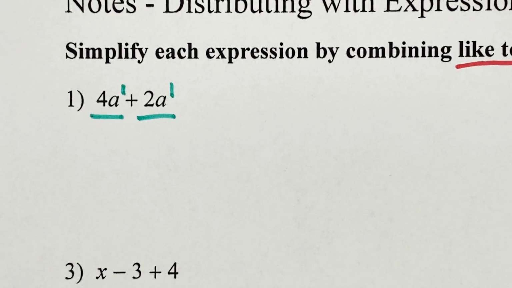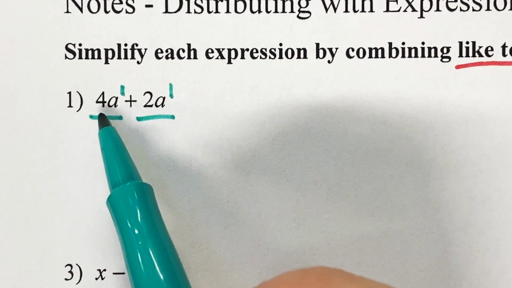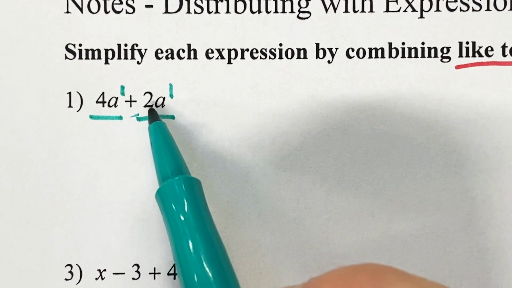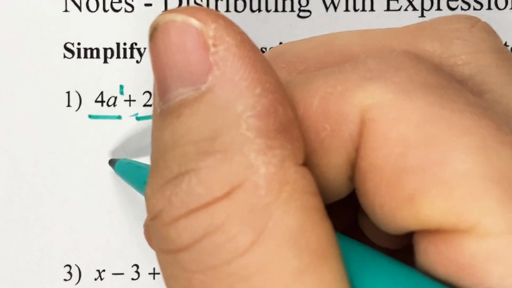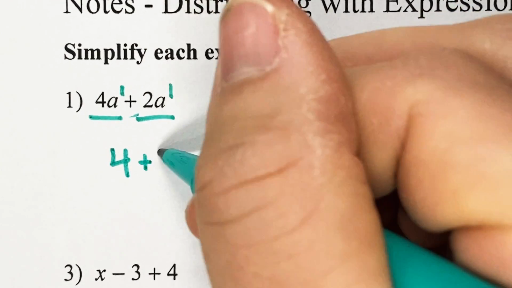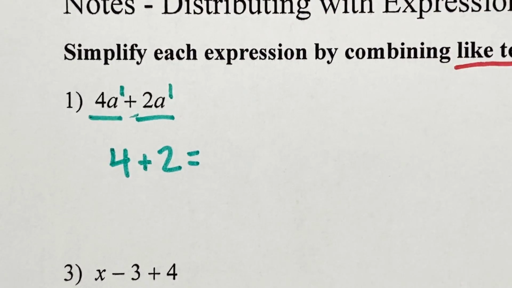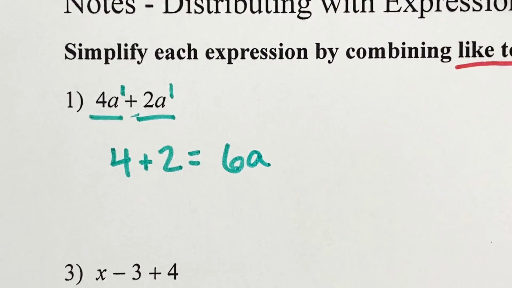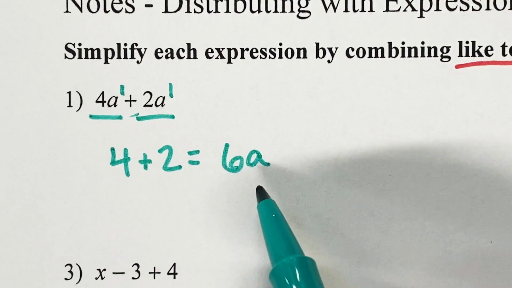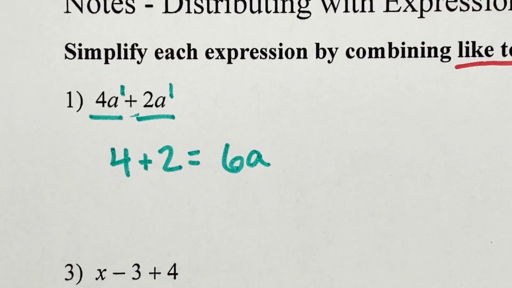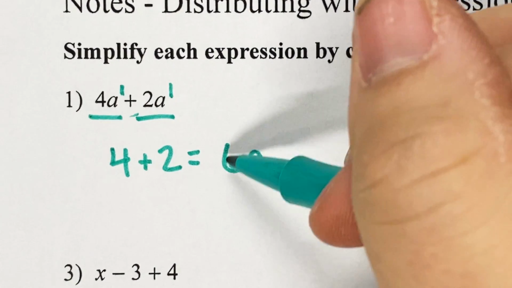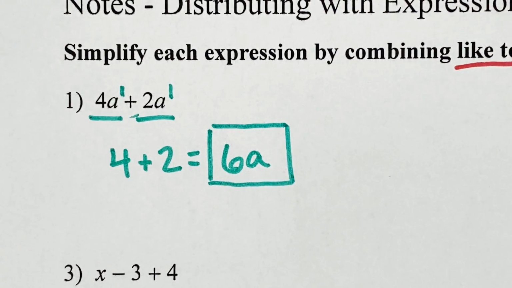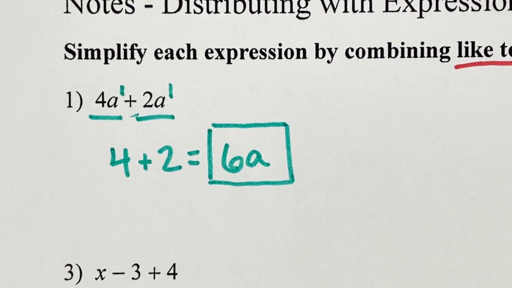Yes, it does. So this is like saying I have 4 a to the power of 1s, and I'm adding 2 more a to the power of 1s. So what is 4 plus 2? That's going to give me 6. And then all you got to do is add your variable. A to the power of 1 is just a, right? We don't have to write that 1 on our a. So that is simplified. We simplified it by combining like terms.